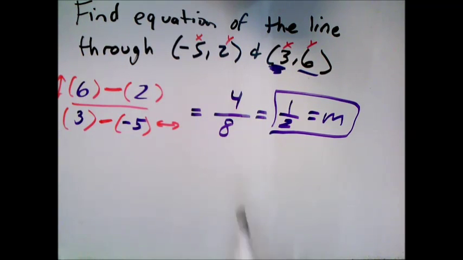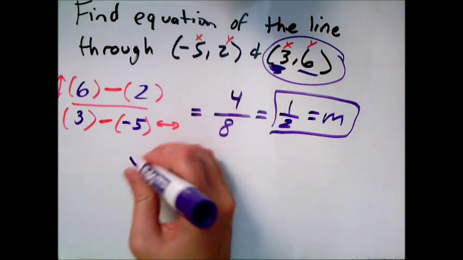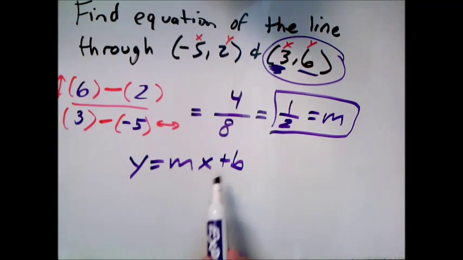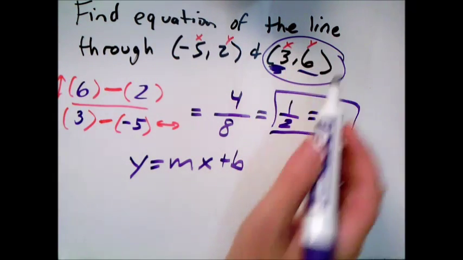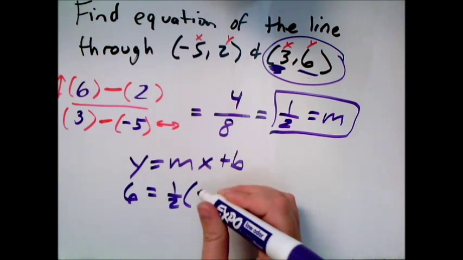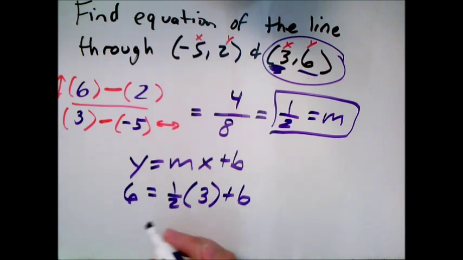So now I have a slope and I could use either point. Maybe I'll go with this one because it's got all positive numbers. Just think for y equals mx plus b, I can plug in all the stuff I know to find out b. So y is 6, also another good reason why it's good to have the xy label on that. m is 1/2 and x is 3.